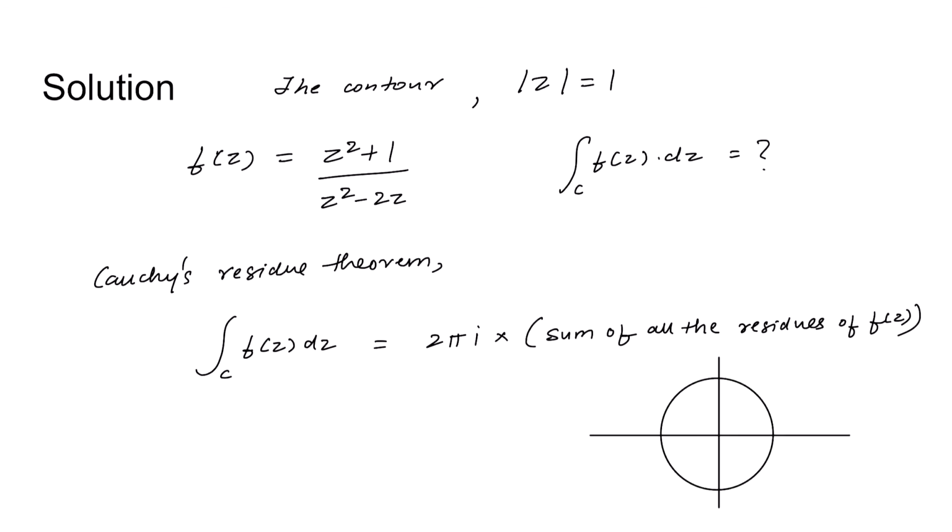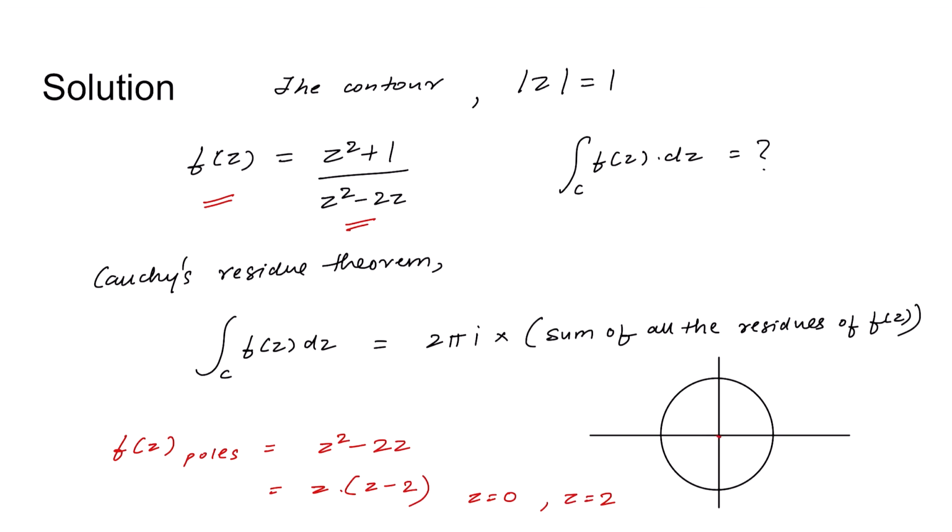For function f(z), the residues to be evaluated depend on the poles, that is, the points at which the function f(z) is non-analytic. So the poles of f(z) are found from z² − 2z, simplified to z(z − 2). So poles are z equal to 0 and z equal to 2.